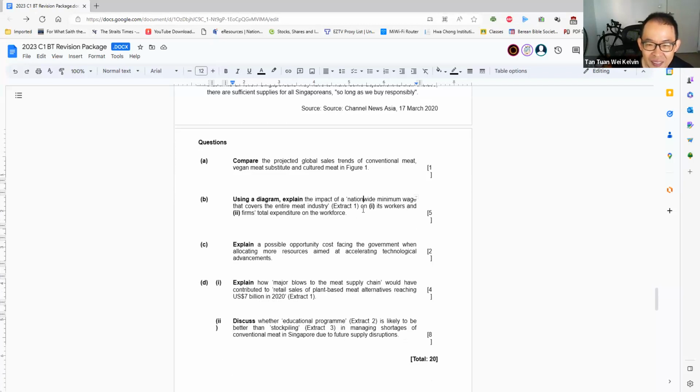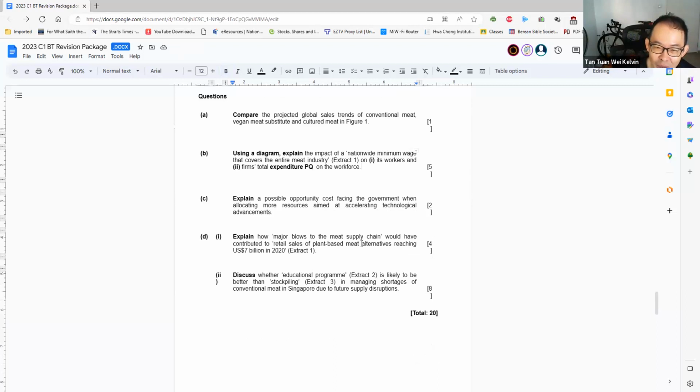Then for part B, using a diagram. This is the minimum wage graph. You have to be careful to draw the price control above the free market equilibrium. Note that this question is 5 marks, but there are actually two parts to it. Impact on workers, that's number 1. And impact on firms' total expenditure. The word expenditure should remind you of P times Q. So you're supposed to use the graph to explain how the firm's wage expenditure on workforce will change.